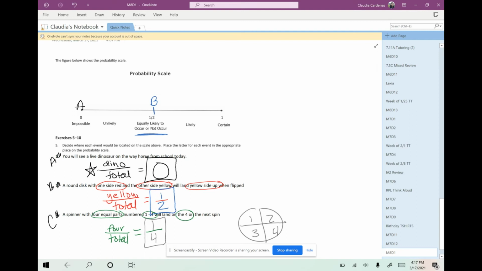So if I put that on my number line, where would it fall between 0 and 1? Well, I know 1/4 is less than 1/2. In fact, it is actually halfway between 0 and 1/2, so event C goes here, which means it's unlikely to happen, but there is still a chance, right? It's not impossible.